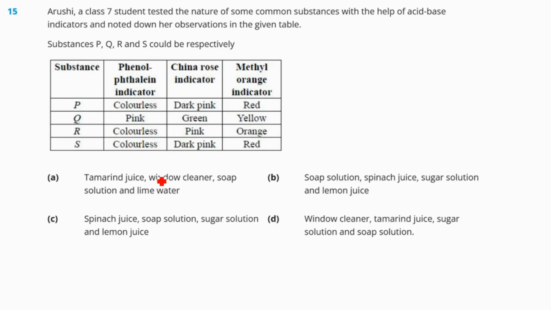Okay, so from here we can understand that P can be any slightly acidic juice. Q is pink, green and yellow, so it is basic in nature. R colorless, pink and orange, so there is no change. So this is a neutral one. Colorless, dark pink and red, so this is acidic, right? So our correct answer should be C.